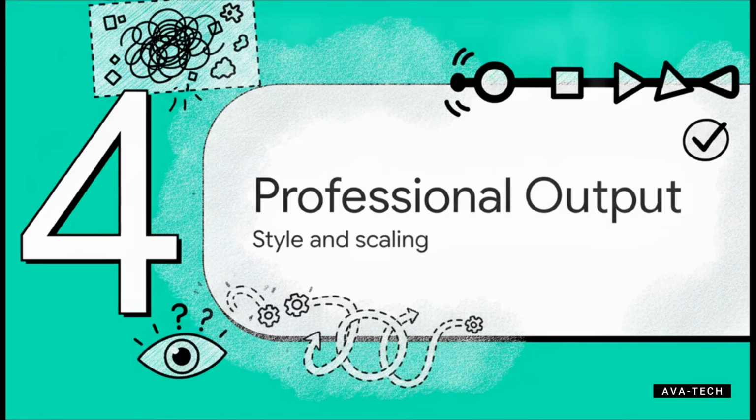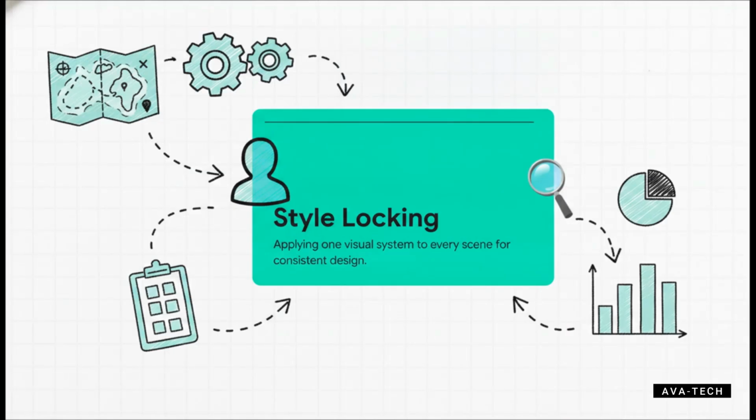Now let's talk about the polish. Section 4, Secrets to Professional Output, focusing on style and scaling. So the absolutely crucial point here is this concept called style locking. This is the real secret sauce, guys. Style locking means you lock in one visual system and apply it to every single scene using a reference sheet. What this does is ensure that the maps, the icons, the charts, and those character cutouts all share the exact same visual language from the first frame all the way to the last.